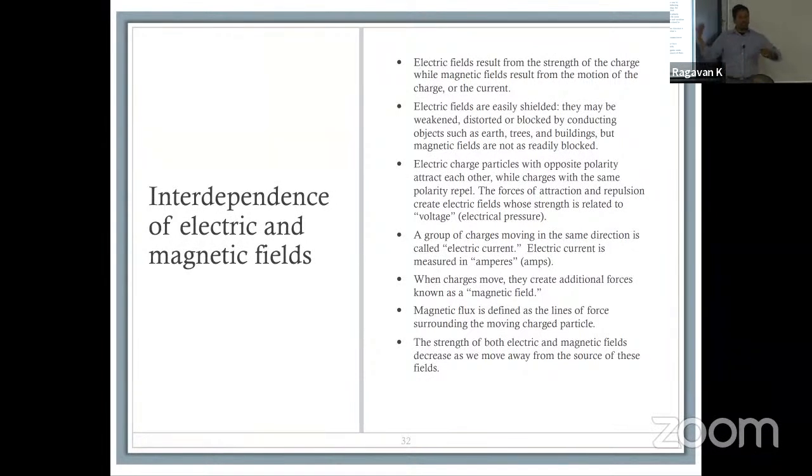We know what they are, the field distribution, we just talked about that. And the strength, if you move away from it, that's a universal truth. If you move away from it, it gets quieter.